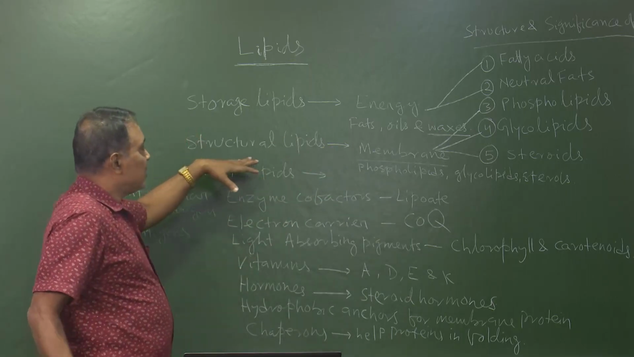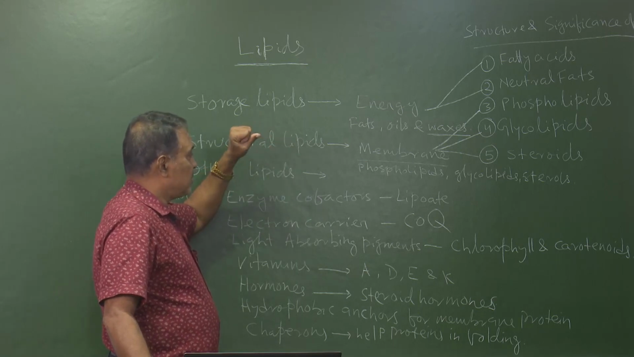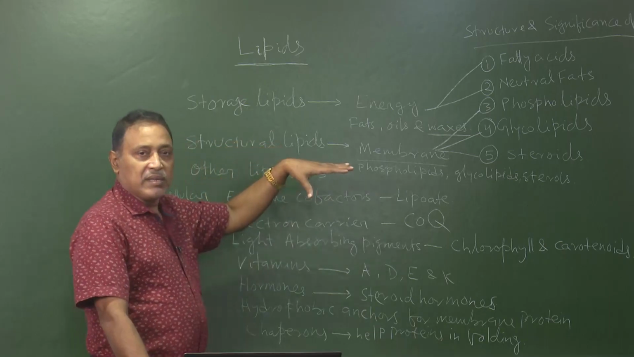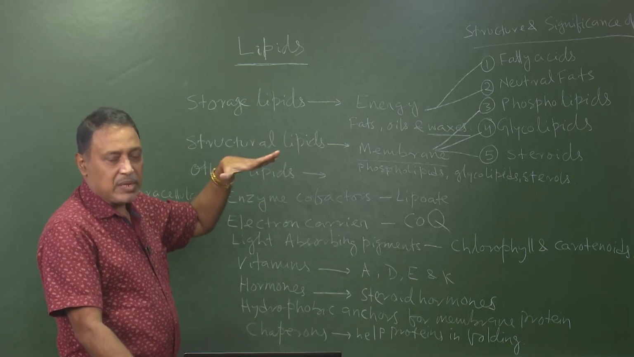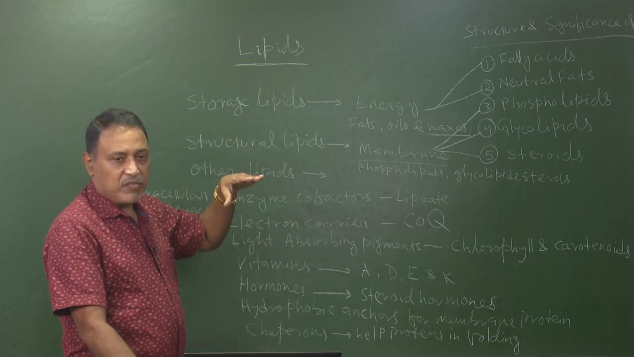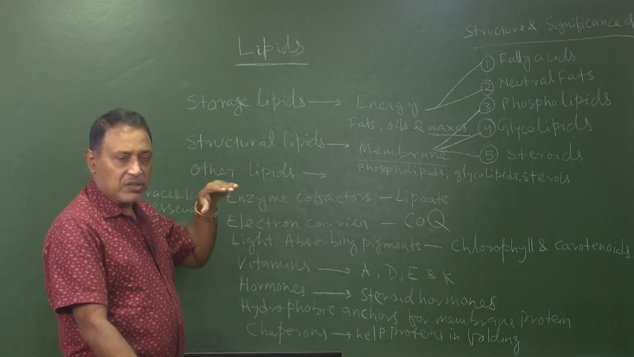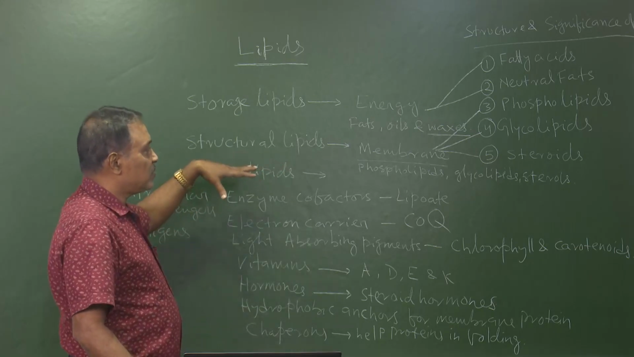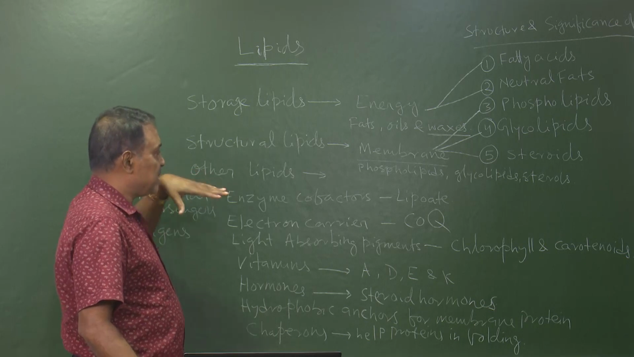Then they are the main molecules making the membrane. All the membrane means plasma membrane, nuclear membrane, membrane of the endoplasmic reticulum, membrane of the mitochondria, all the cell organelles surrounded by this unit membrane. These membranes are made up of a particular group of lipids, what we call phospholipids and sphingolipids, glycolipids, etc.